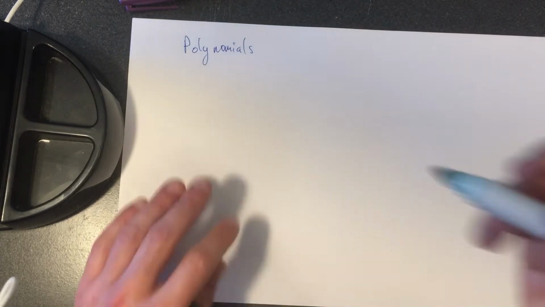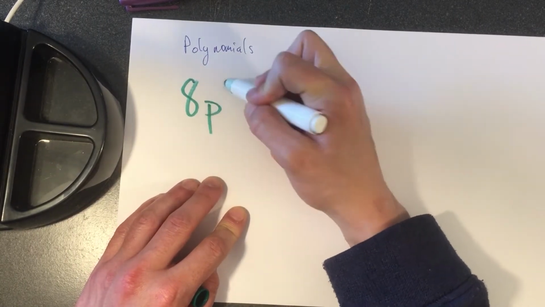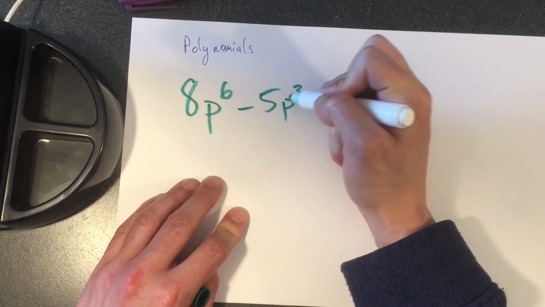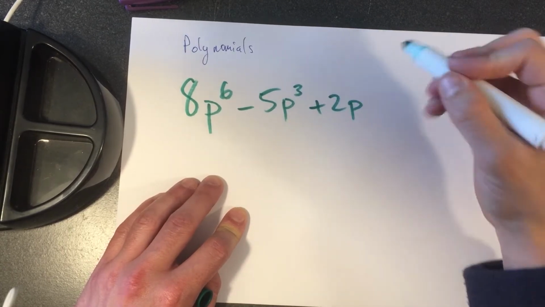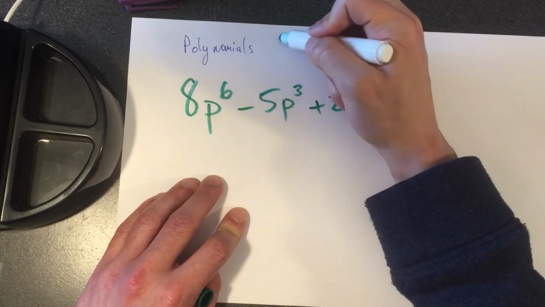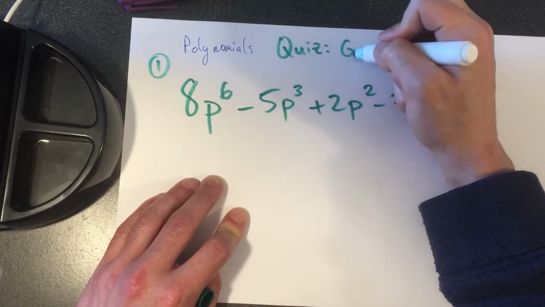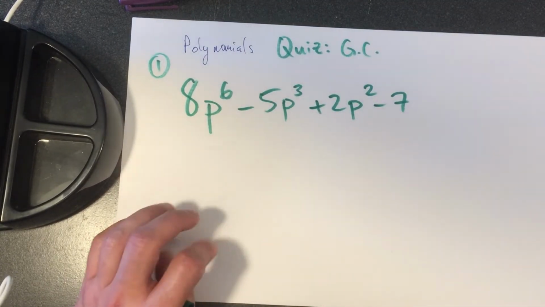Anyway, so look at a polynomial here. Let's draw it in. We got 8p to the 6th power minus 5p cubed plus 2p squared minus 7. And I'm just taking your polynomials quiz. You can find this quiz on Google Classroom, of course. And you took this at the end of January.